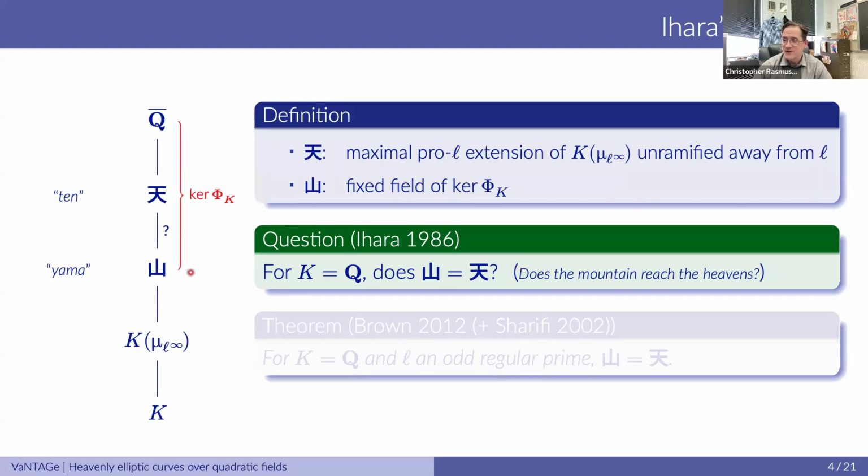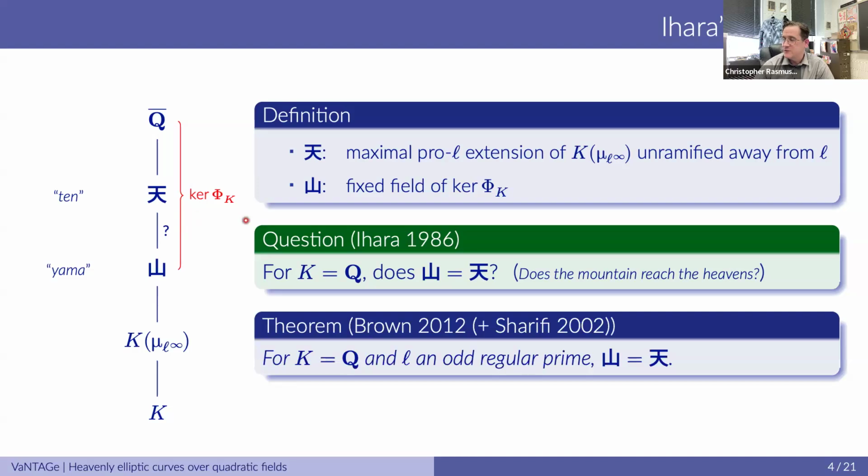We definitely have this containment of Yama inside of Ten. We're wondering whether or not there's an equality. And this is partially resolved. So this is a theorem of Francis Brown by way of an older result of Romyar Sharifi. Brown resolved the Deligne-Ihara conjecture affirmatively, and Sharifi had previously shown that if L is an odd regular prime, then the equivalence of these two fields is precisely equivalent to this conjecture of Deligne and Ihara.